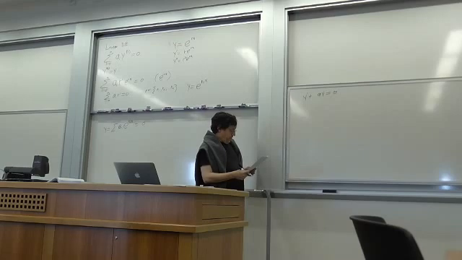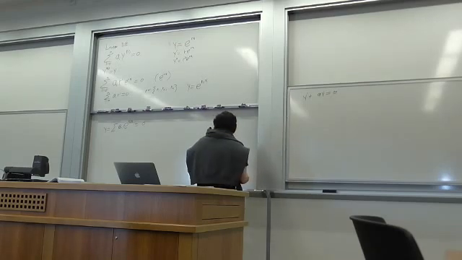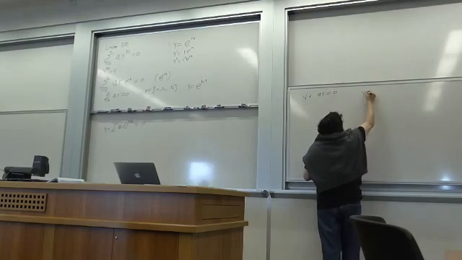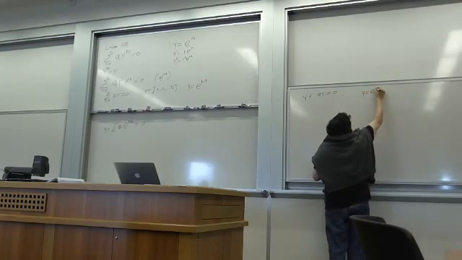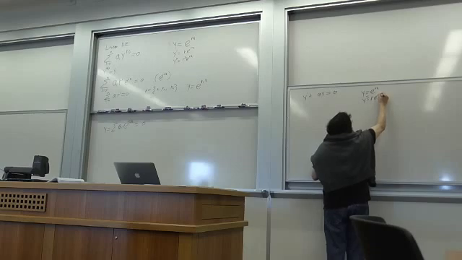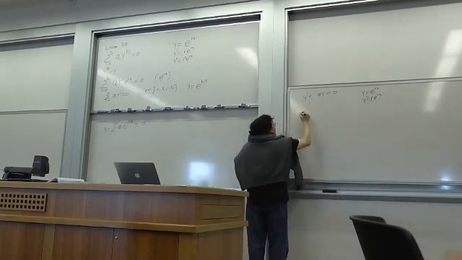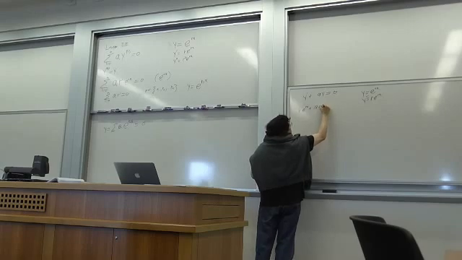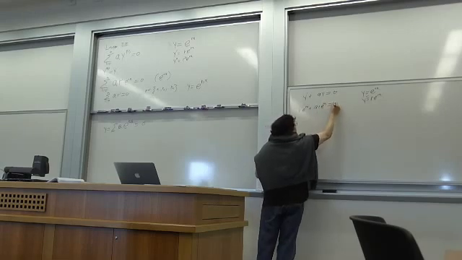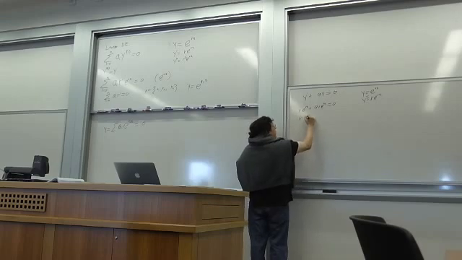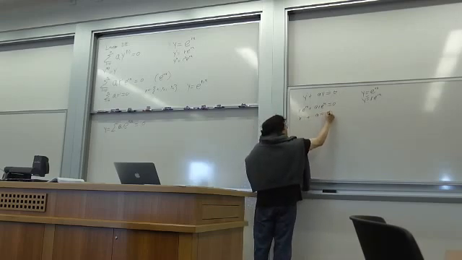Following our strategy here, we're going to set y equals e to the rx, y prime equals r e to the rx. So r e to the rx plus a e to the rx equals 0. We multiply through by e to the minus rx. We get r plus a equals 0. So r is just equal to minus a.